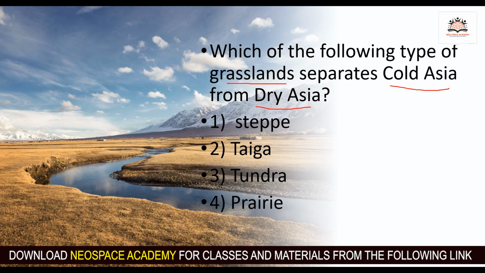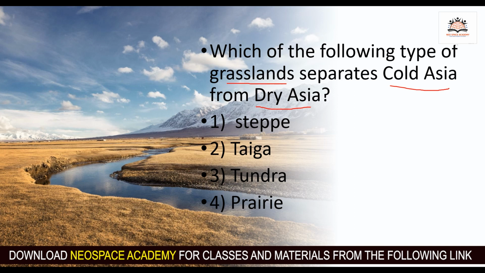Now, what are grasslands? Grasslands are areas majorly without forests or major trees. There are no trees. And then cold Asia and dry Asia. What are cold Asia and dry Asia? Even China is part of Asia, and the desert part of Rajasthan is also in Asia. So, majorly it is a temperature difference. And here, if you look at the options: steppe, taiga, tundra, and prairie.